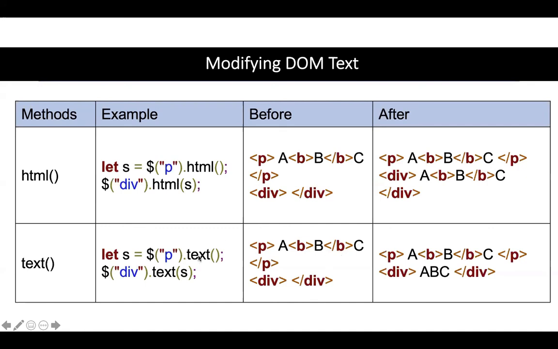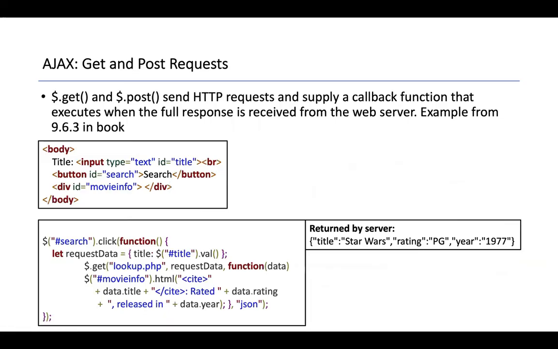So the text function strips all HTML tags, whereas the HTML function preserves those HTML tags, and if necessary, builds a DOM object for you. Okay, and finally, I know I'm going to run over by a minute or a couple minutes, but just to show you what the AJAX GET and POST requests look like.